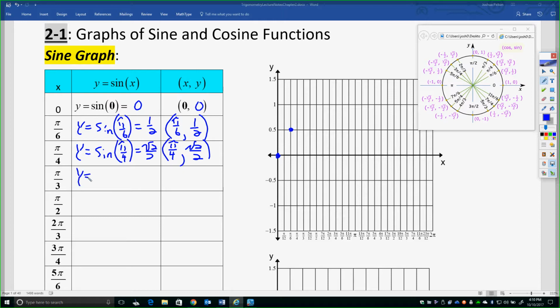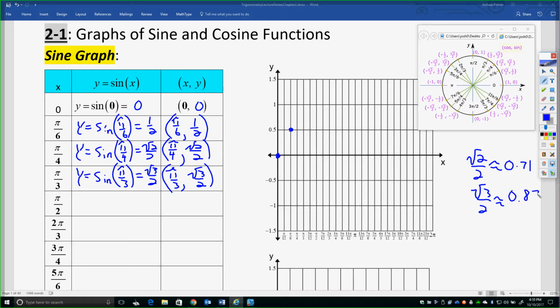And y equals sine of pi over 3. That's going to be root 3 over 2. So at pi over 3, we get root 3 over 2. And these are both going to be decimal values, of course. Root 2 over 2 and root 3 over 2 are approximately 0.71 and 0.87.